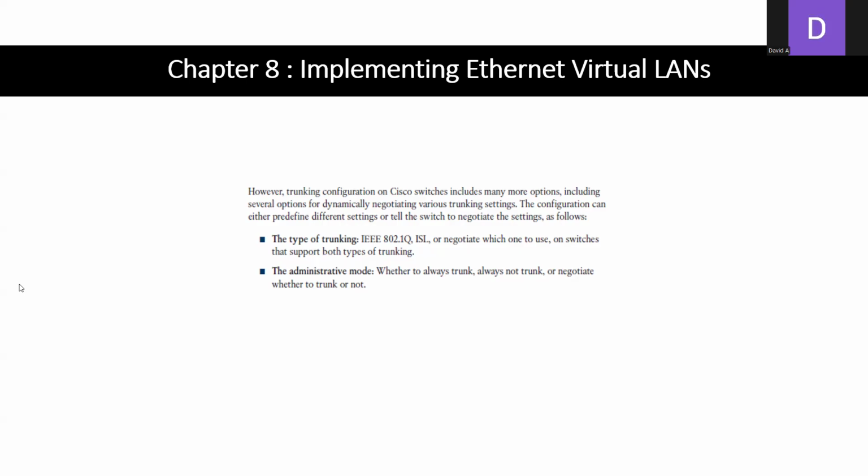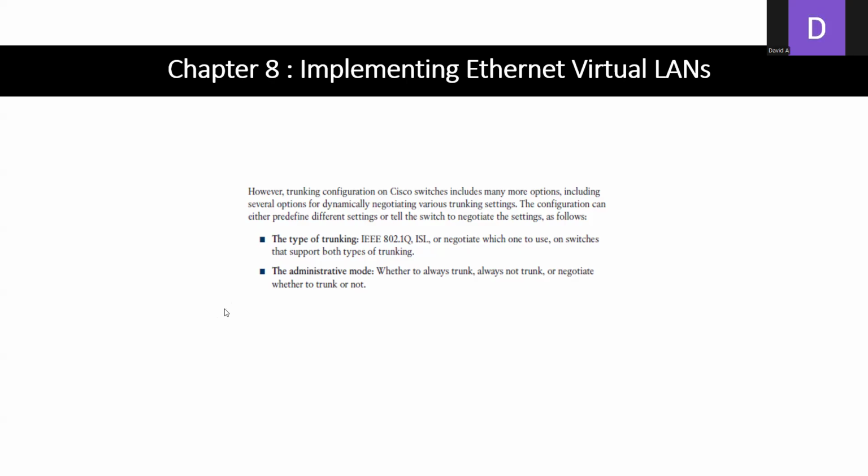The first type of trunking, like I told you guys, legacy was ISL, done by Cisco, and then came IEEE 802.1Q. If you go on older code, and even in my GNS3 lab, when I'm configuring a trunk, you'll see the old command switchport trunk encapsulation. It gives me three options: dot1q, ISL, or negotiate.